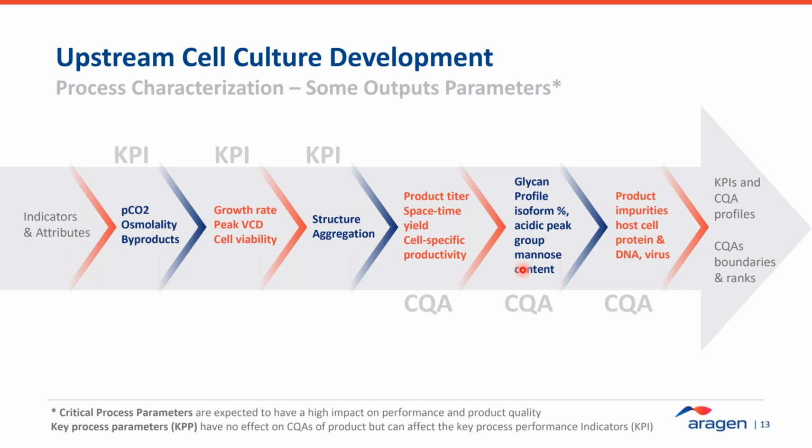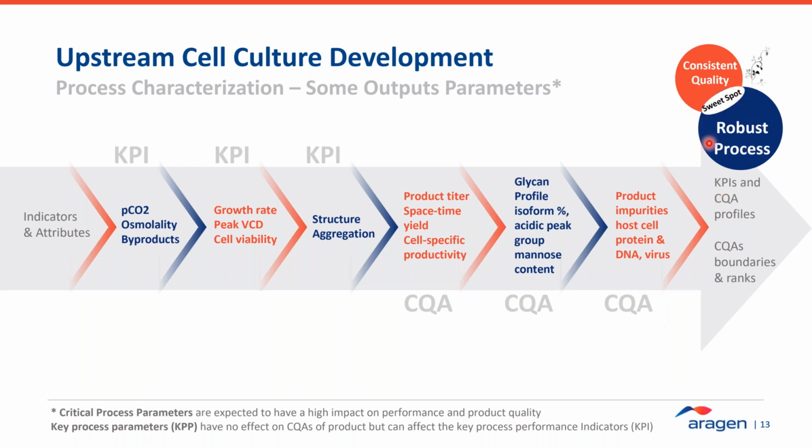We carefully evaluate the profile of process outputs, and our goals are to establish a robust process with a consistent quality. Sometimes, in reality, it is not simple to simultaneously achieve these two goals. So we rank our critical quality attributes and we try to find a sweet spot where both goals, robust process and consistent quality, are more or less met.